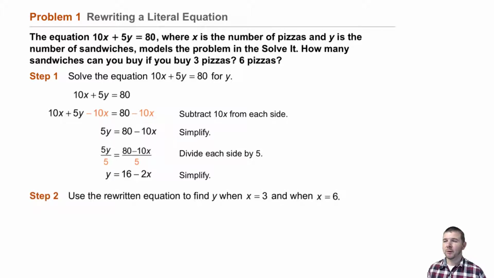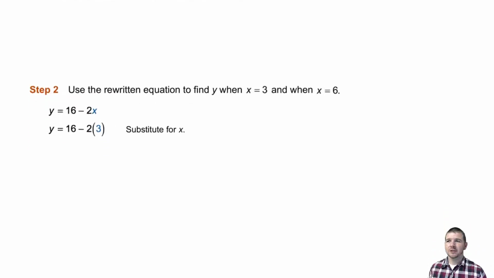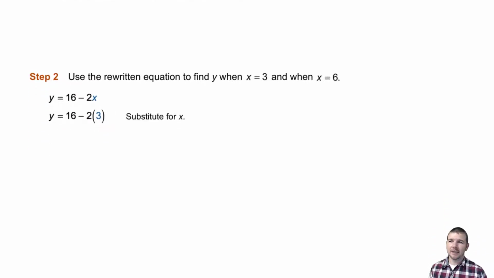Now step 2, we'll use the rewritten equation to find y when x equals 3, representing 3 pizzas, and then again when x equals 6, for 6 pizzas. y equals 16 minus 2x, recall x stands for the number of pizzas. Substituting 3 for x, we rewrite the equation but with 3 in place of x. 2 times 3 is 6, 16 minus 6 is 10, so y equals 10.